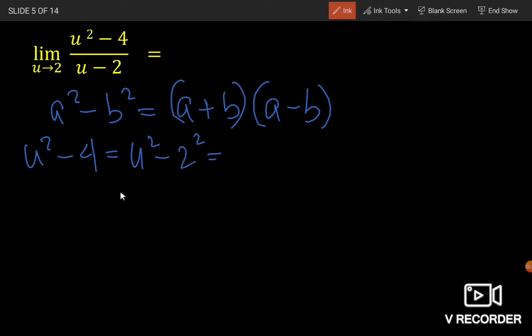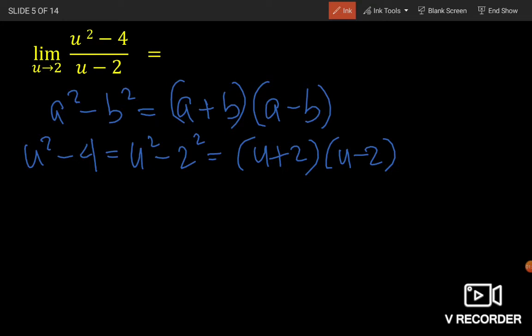Now, here you can see u squared minus 2 squared is actually equal to a squared minus b squared. So u will be a and 2 will be b. So in this case, the expression a plus b, a minus b will now be equal to u plus 2 multiplied by u minus 2. So that's a refresher on the difference of two squares which we learned in our algebra.